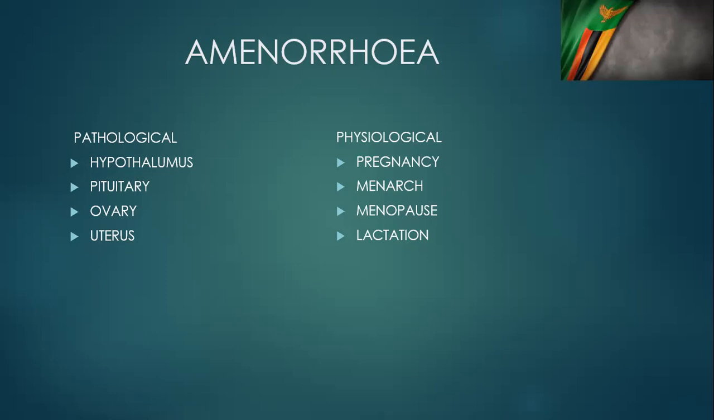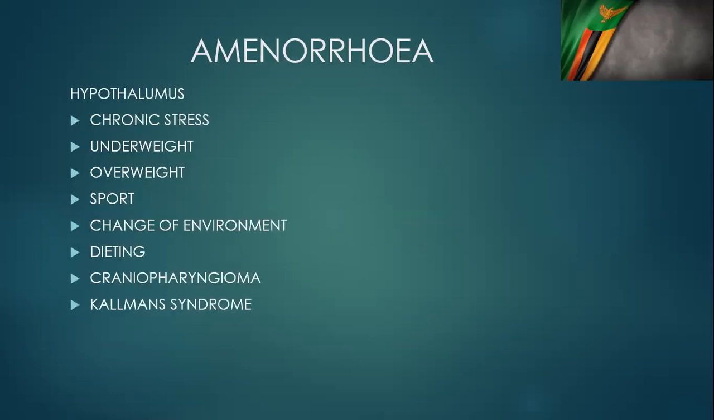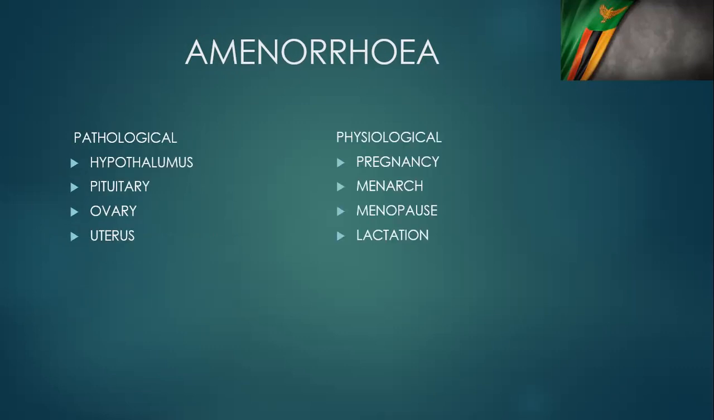So that is that. So pathological amenorrhea, which is what we're defining, can be caused by different things. The problem can be in the hypothalamus, can be in the pituitary gland, it can be in the ovary, it can be in the uterus itself. Yeah, so that is about the pathological amenorrhea.